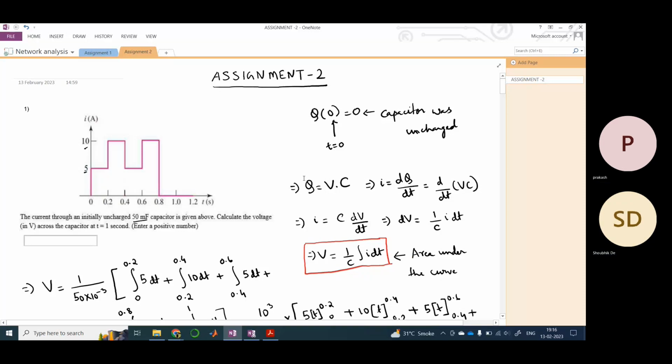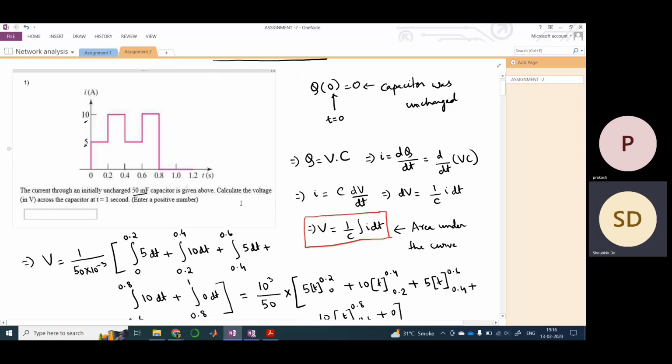Which is nothing but the area under the curve. A substitute for this would be, instead of integrating over each time period, from 0 to 0.2, 0.2 to 0.4, 0.4 to 0.6, you can directly find the area under this curve. So basically, you would be breaking this into rectangles, right?